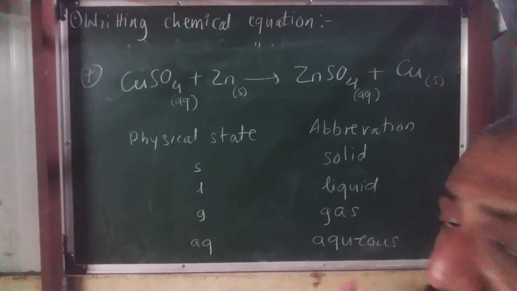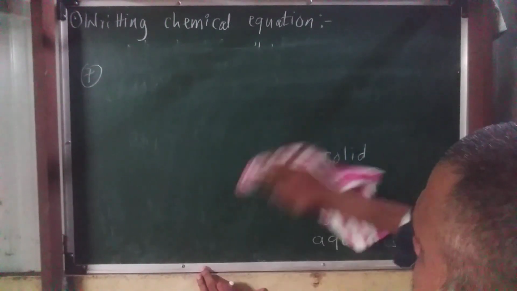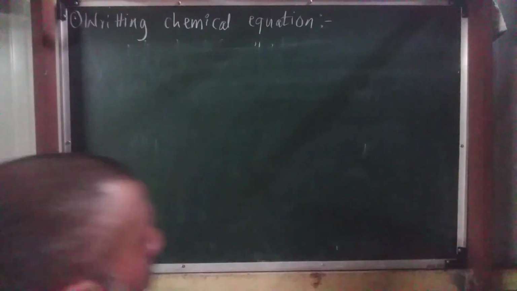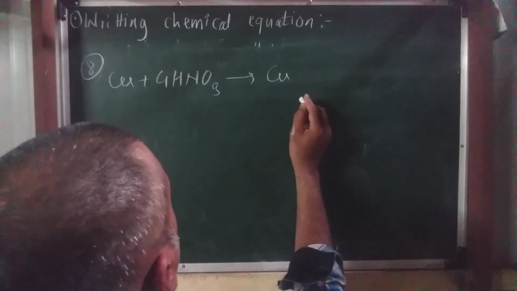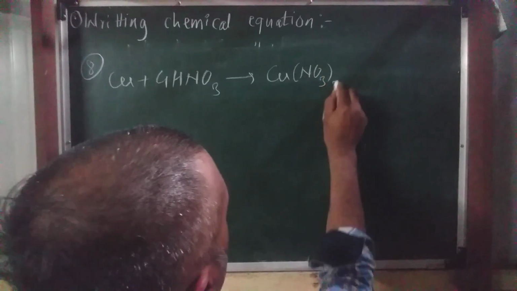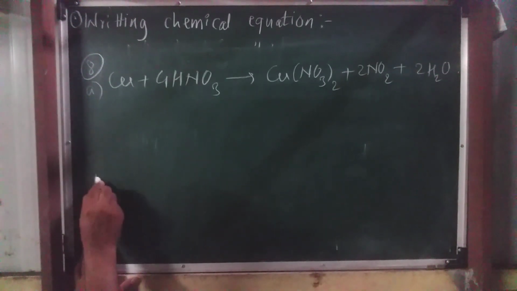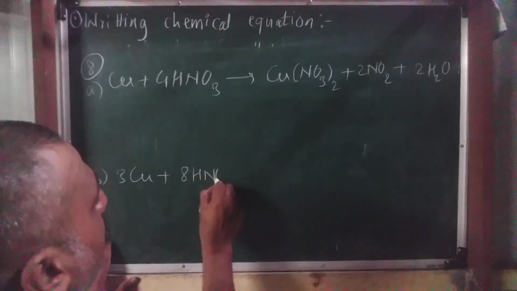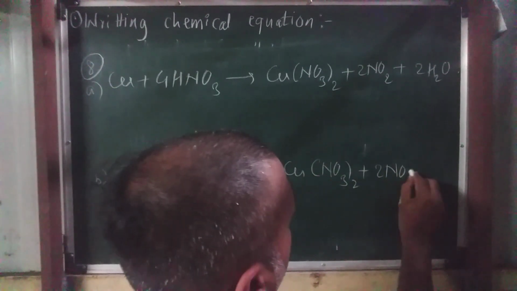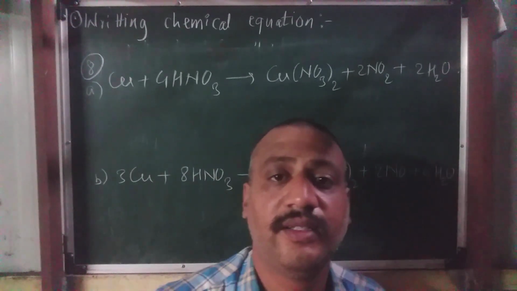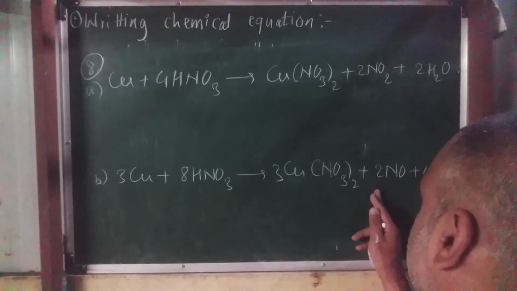Wherever possible we should mention the physical state of the reactants as well as the products. And one specific thing, let me tell you with an example. Say, copper plus nitric acid results in the formation of copper nitrate, Cu(NO3)2, plus 2NO2 plus 2H2O. This is one equation. Another equation is 3Cu + 8HNO3 resulting in 3Cu(NO3)2 + 2NO + 4H2O. We are seeing copper plus nitric acid forming copper nitrate, nitrogen dioxide and water, and in this case nitrogen monoxide and water.